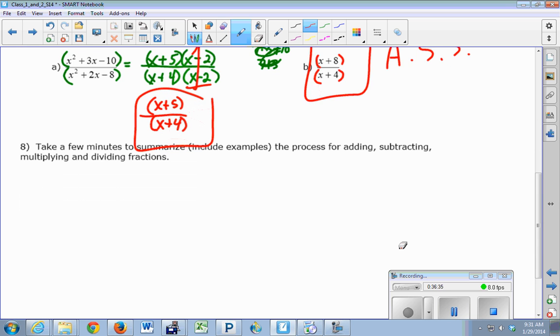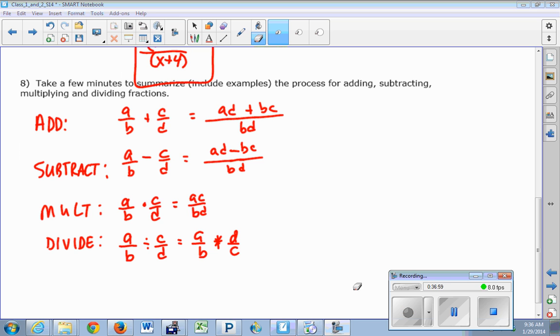So let's take a few minutes and summarize, including examples, how you add, subtract, multiply, and divide fractions. So that's going to be up to you right now. I'm going to give you 5 whole minutes to write your own examples. Talk about it with your group if you want. How you add, subtract, multiply, and divide fractions. And if you don't know and someone has a book, open your book. And we're going to do a subtraction problem together, because those tend to be the 2 hardest for people.